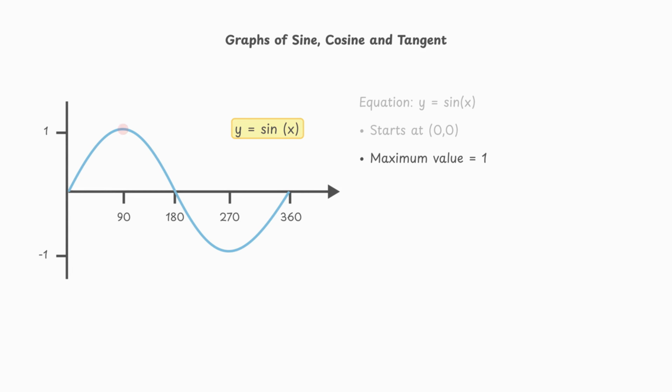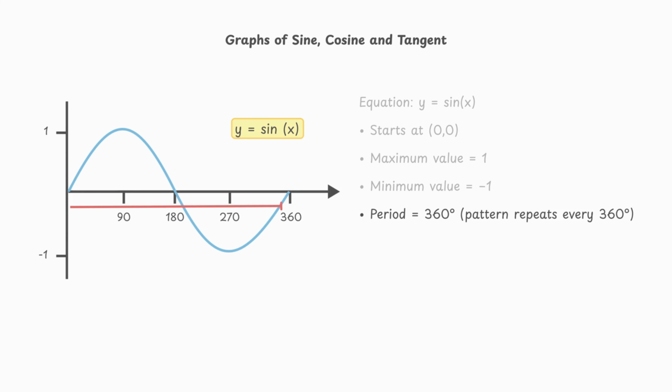After that, the graph begins to fall. It passes back through 0 at 180 degrees. Then it continues downward until it reaches a minimum value of -1. This occurs at 270 degrees. After reaching this lowest point, the graph rises again and returns to 0 at 360 degrees. Now notice something very important. From 0 to 360 degrees, the graph completes one full cycle. This is called the period. For the sine graph, the period is 360 degrees. This means the pattern repeats every 360 degrees.